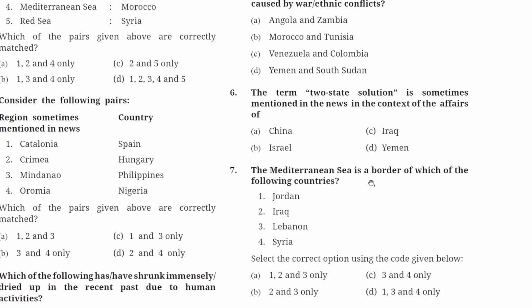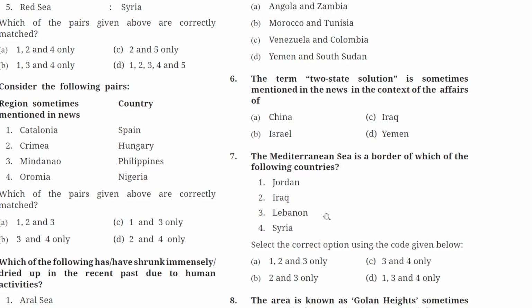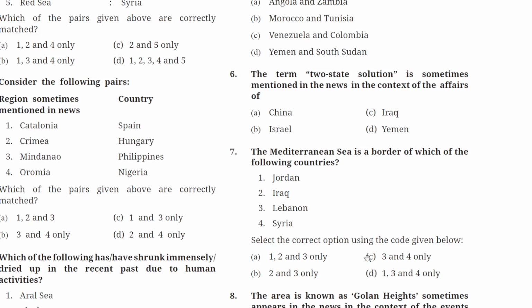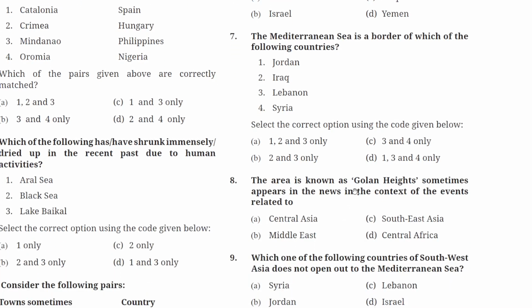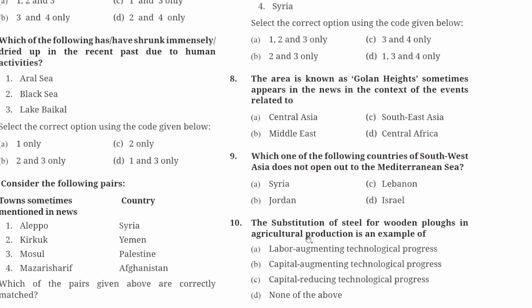The Mediterranean Sea is a border of which of the following countries? It is the border of Lebanon and Syria, not Jordan and Iraq. So the seventh question answer is C, 3 and 4, Lebanon and Syria. The area known as Golan Heights sometimes appears in the news in the context of events related to the Middle East. Okay, very important and direct question.